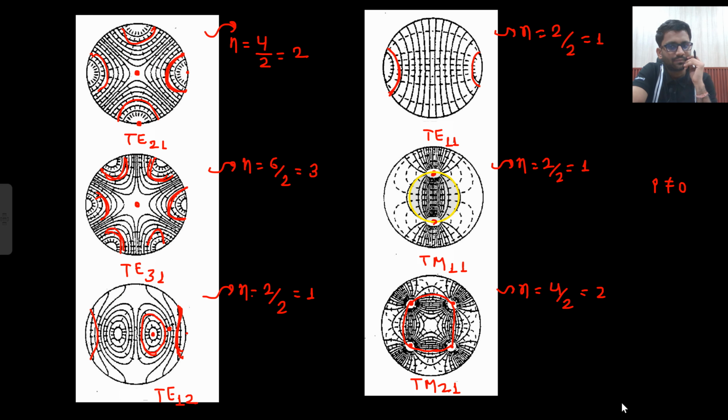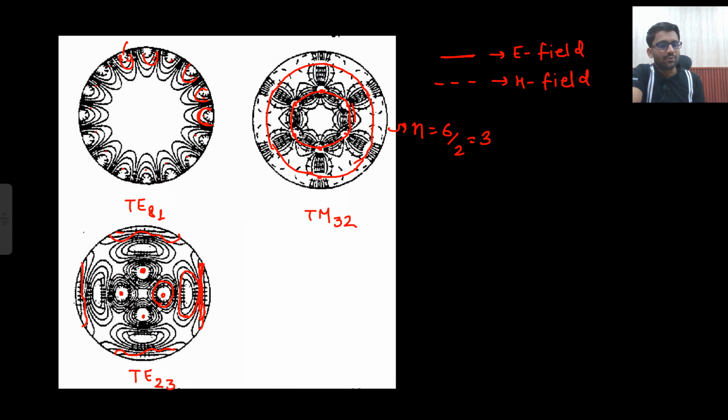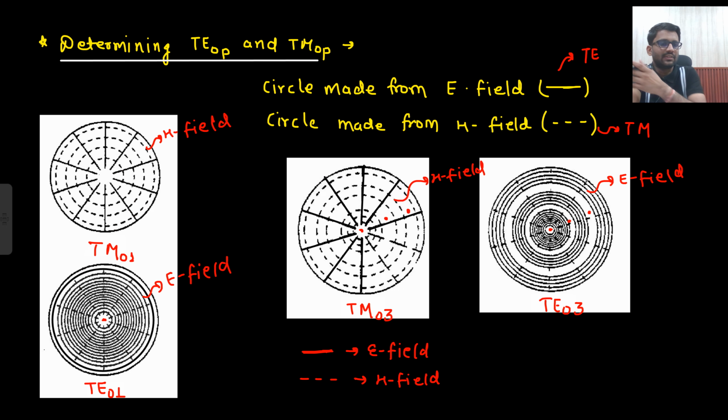Is that clear to you? Well and good. So this is about our field patterns. Now what we need to see? Now we need to just revise it once again, and it will be all clear to you.